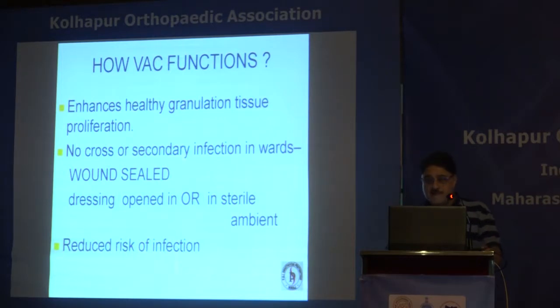There is no cross-secondary infection in wards. The wound is perfectly sealed because we need to create a vacuum so that the suction tube can suck it. And dressings are opened inside the OR, not the wards. That is very important. Otherwise, if you do a VAC and the next day want to change it, and you change it in a ward, that's not going to help you. So everything should be done in an OR rather than anywhere else.